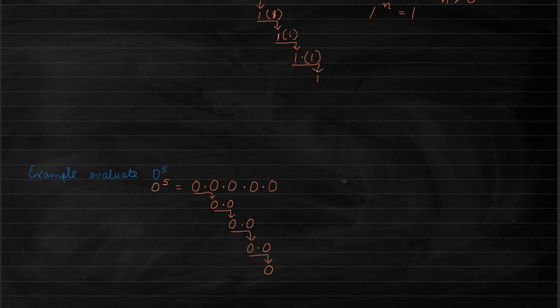So again, 0 raised to any power as long as n is a positive integer, okay? Positive number greater than 0, okay? Then I'm going to have a 0.